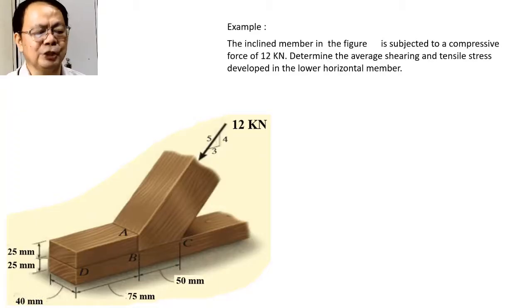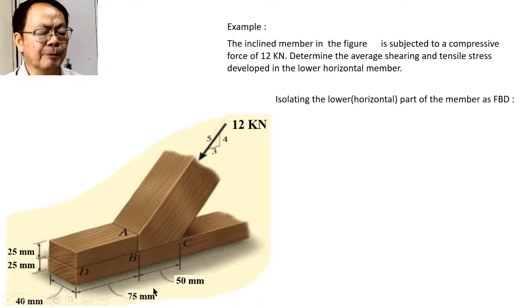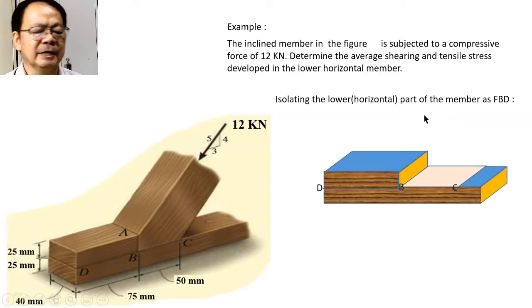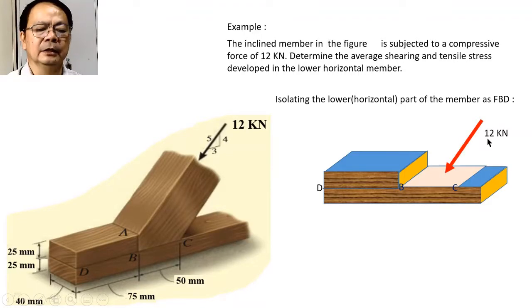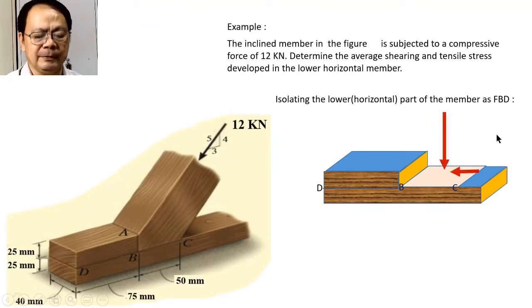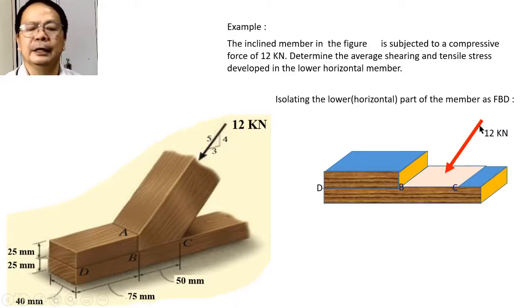Let us try to imagine that we isolate the lower part of the structure, or the horizontal part of the member, as a free body diagram. Pakita natin siya and let us have this reorientation. Medyo pinihit ko lang siya para maipakita natin kung saan mag-a-act ngayon yung mga forces. The 12 kN force is acting somewhere here and inclined at an inclination of 4:3. The magnitude of which is 12 kN.